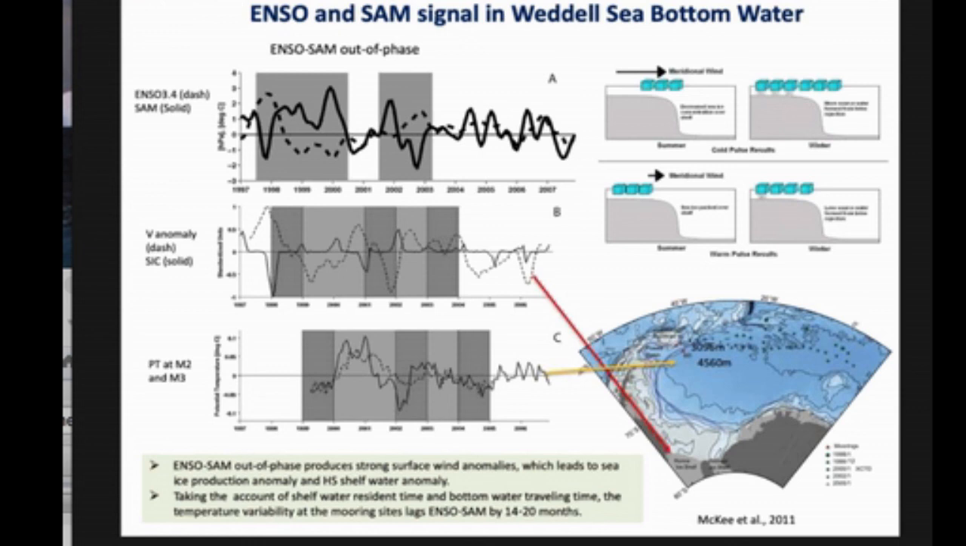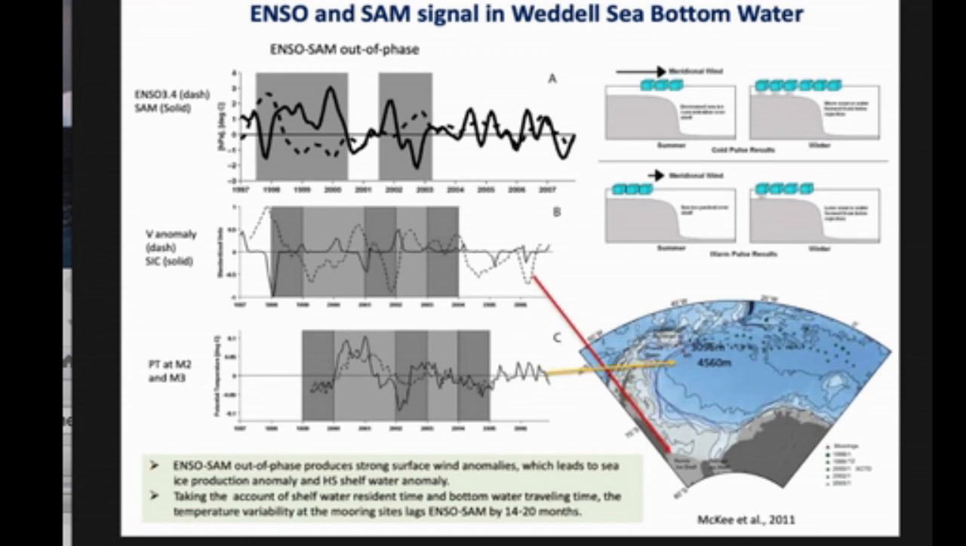So in this case, we produce more high salinity shelf water that can slide down after some residence time, and then slide down the continental shelf, follow the Weddell circulation and move to the exit point. And then you observe the cold pulse, that's freshly made cold shelf water coming down there. And in the other situation, you do not have enough dense water, so you have less export, so you see a warm pulse.